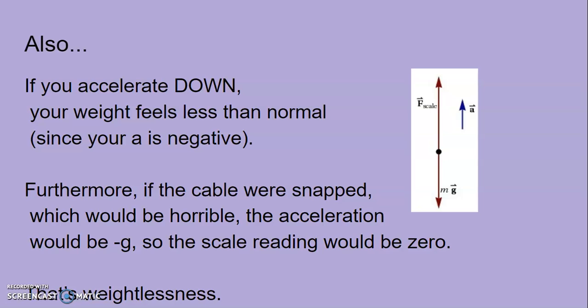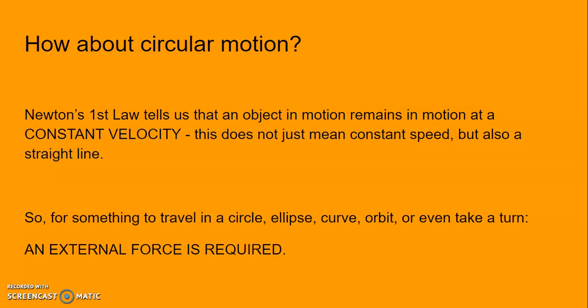So there you are. Now let's talk for a few minutes about circular motion, which is a big application of Newton's second law. I want you to recall the first law that says that if an object is in motion, it remains in motion at a constant velocity. But that's not just constant speed, that's also in a straight line.